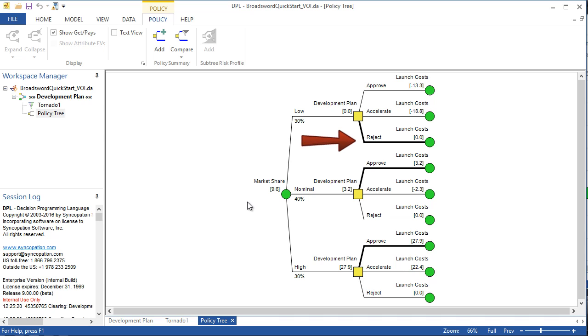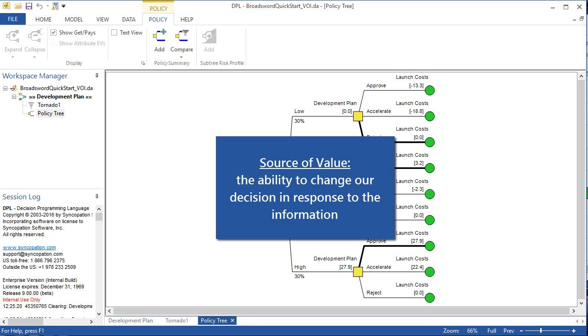When market share is low, we reject the project because the other 2 alternatives both have negative expected value. When market share is nominal or high, we go ahead and approve the project, as we would have if we didn't have this information about market share. The ability to change our decision in response to the information is the source of value.